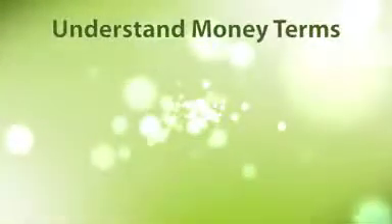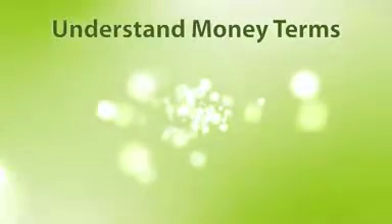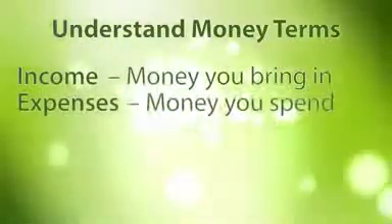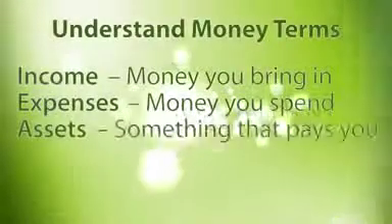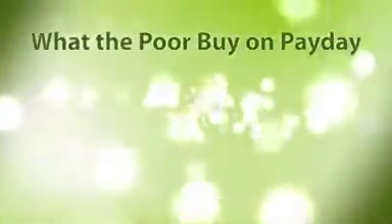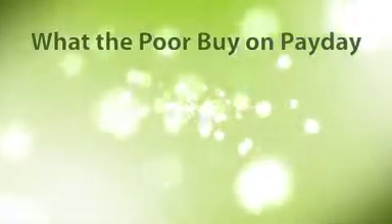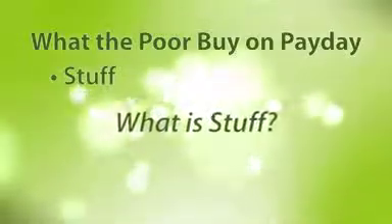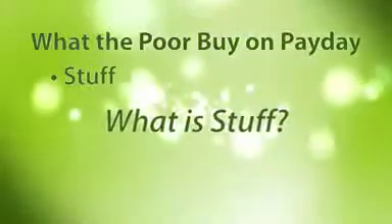One more time on the definitions, just to be very clear before we continue. Income is money you make, expenses are money you spend, an asset pays you, and a liability costs you. Now let's look at what the poor buy on payday. On payday, the poor buy what I'm going to call stuff. What is stuff? Inexpensive things that people buy that they don't really need to survive.